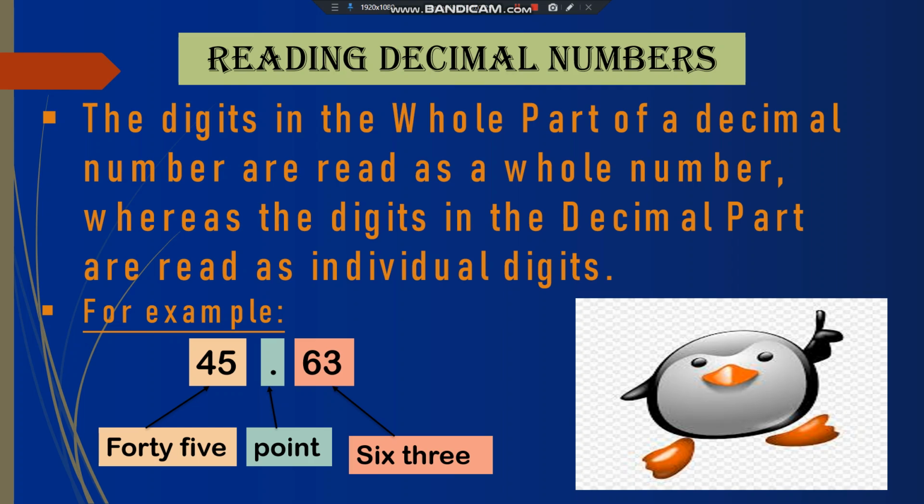For example, here we have a decimal number 45.63. 45 is the whole part, so we will call it the whole number 45. After the decimal point, we have the decimal part. The decimal part is always read as individual digits. Here we have two digits, 6, 3. So this whole decimal number will be read as 45.63.